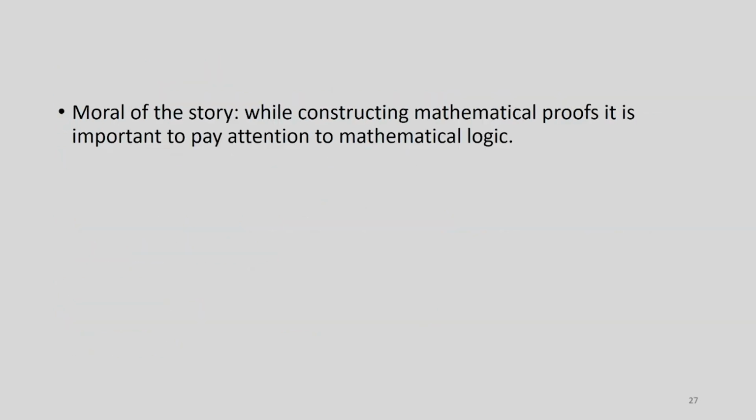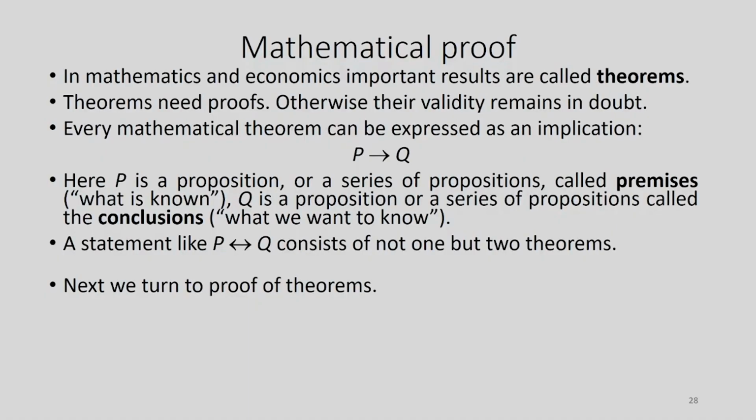Moral of the story is this: while constructing mathematical proofs, it is important to pay attention to mathematical logic. We have to differentiate between what is a necessary condition, what is a sufficient condition and other things. Finally, we are going to end with what is known as mathematical proof. In mathematics and economics, important results are called theorems. Now, theorems need proofs, otherwise their validity remains in doubt.